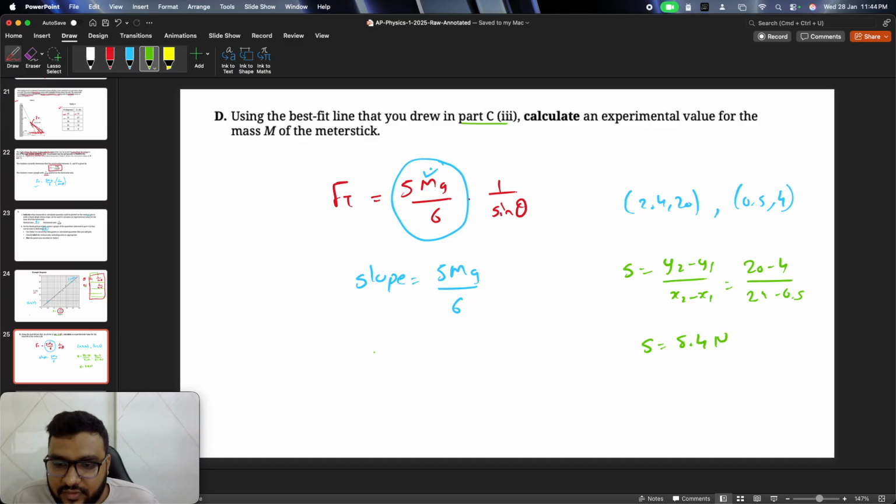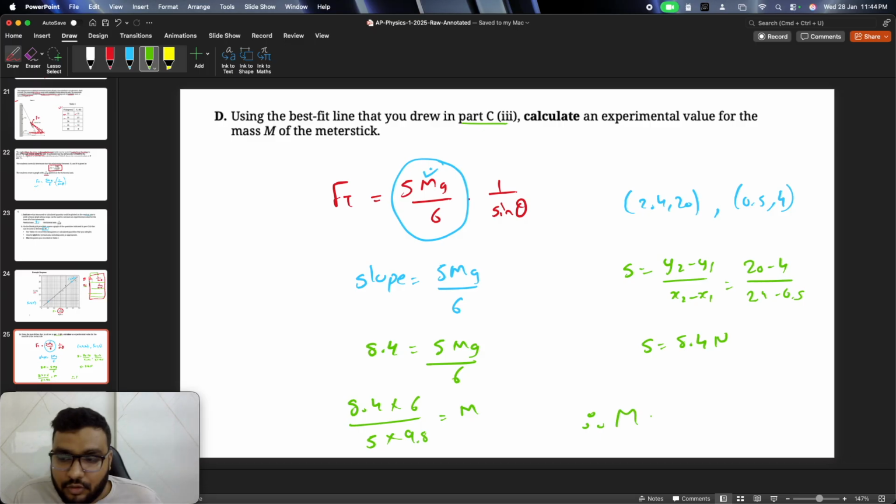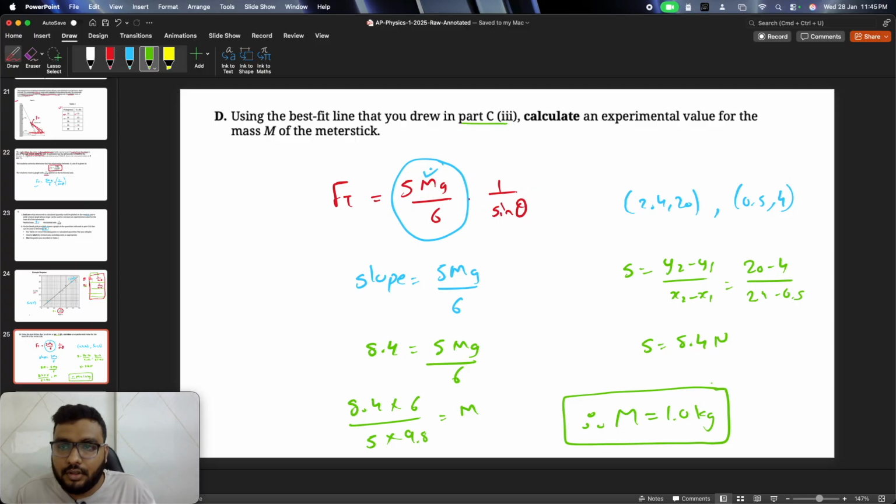Okay, so now if I put all the values over here, 8.4 is equal to 5mg upon 6. Putting the values, it should be 8.4 multiplied by 6 divided by 5 multiplied by the value of g, which is 9.8, equal to m. So you should be getting the value of m as 1 kg. Approximately you will get the value of 1 kg.